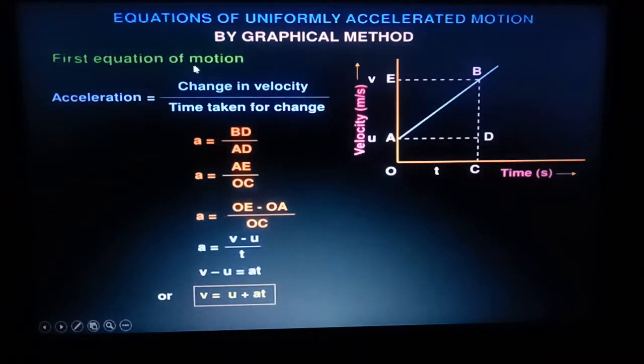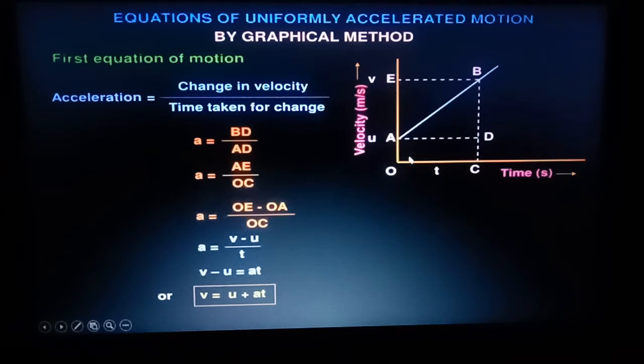The first equation of motion, the derivation is the graphical derivation we are doing here. We are given a graph, that is the V-T graph. O is the origin where V and T both are 0. At A position we have a certain velocity. We consider it as U, that is your initial velocity. And for point E, OE is equivalent to V, that is our final velocity.